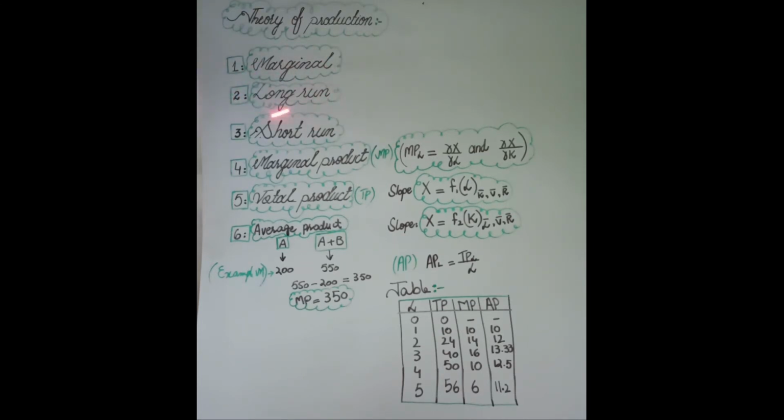The next one is long run. The third one is short run period. The fourth one is marginal product. The fifth one is total product. And the last one is average product. So we will discuss all of them one by one with their formulas and the procedure.